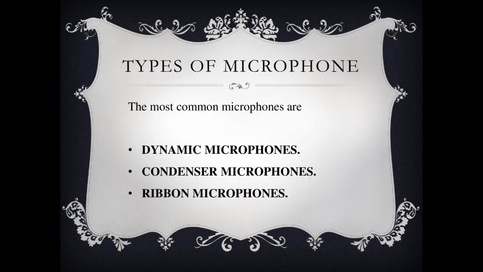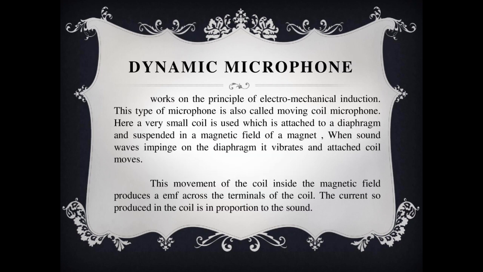Next, we'll see the types of microphone, that is dynamic microphone, condenser microphone and ribbon microphone. Now we'll elaborately see about the dynamic microphone. So the working process of a dynamic microphone is it works on electromagnetic induction. That is, this type of microphone is also called moving coil microphone.